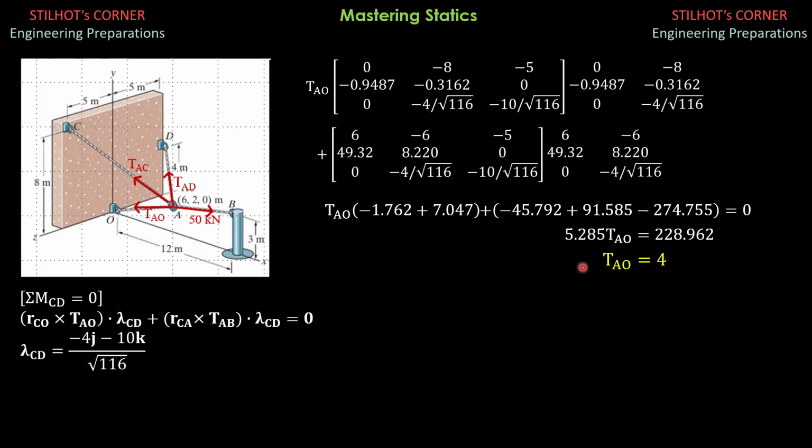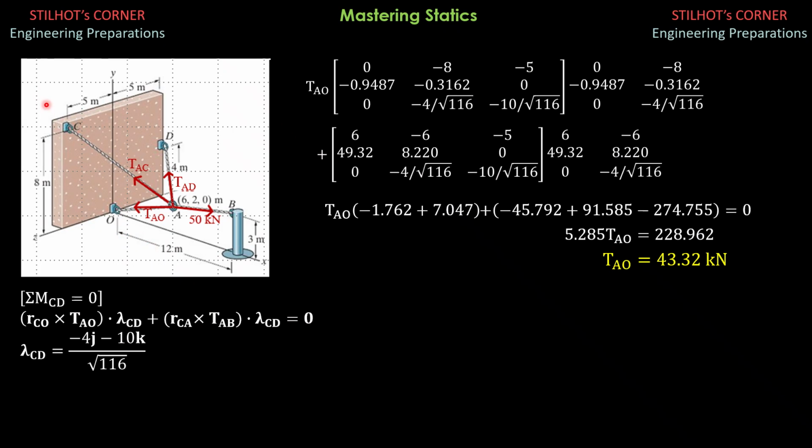So combining, 5.285 TAO equals, transposing to the right, 228.962. Computing for TAO, it is equal to 43.32 kilonewtons, which is the same value of TAO using the summation of forces case. And this is summation of moment about an axis. So you can also do this if you want to practice: if you want to solve for tension AC, for example, then you should sum up moments about axis OD.